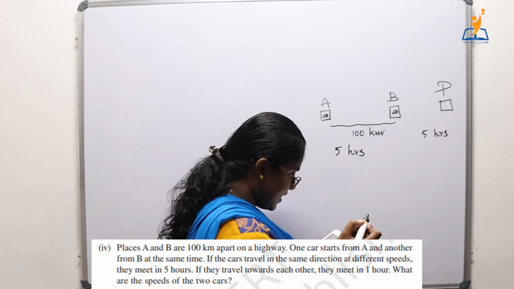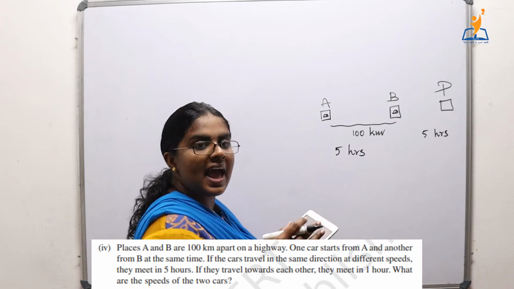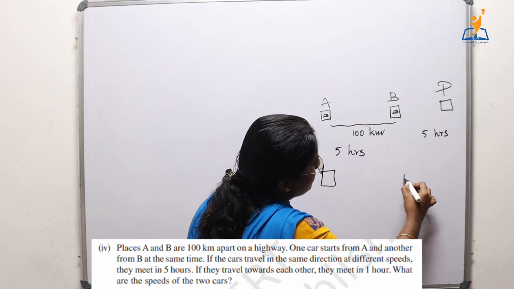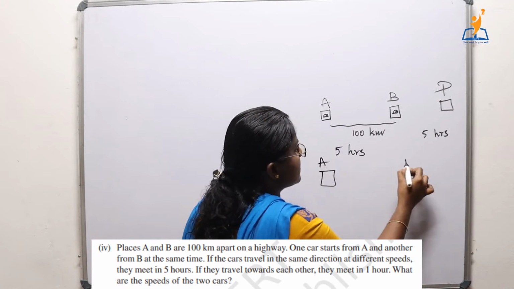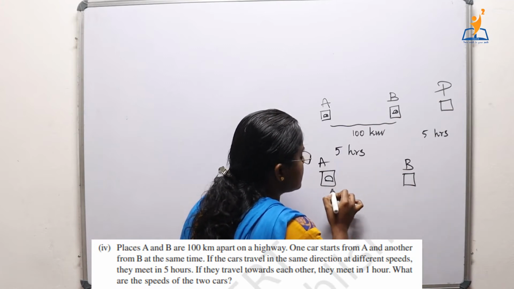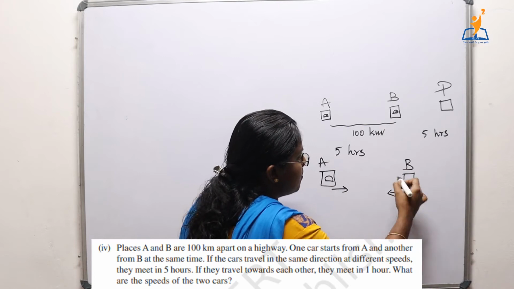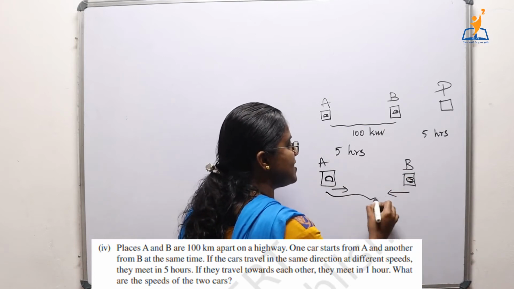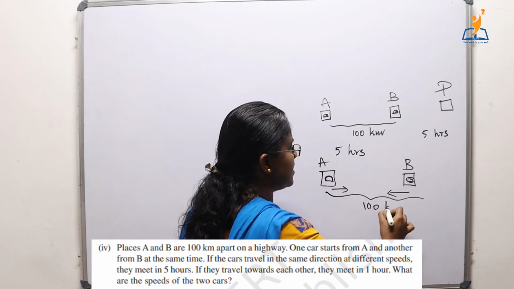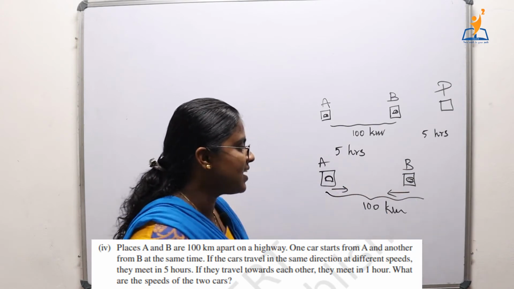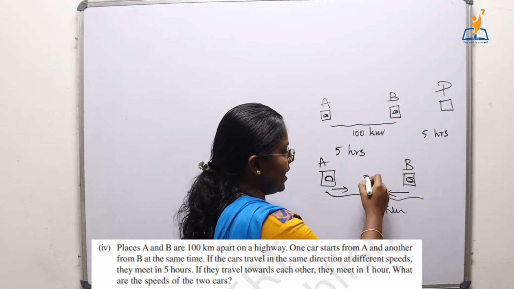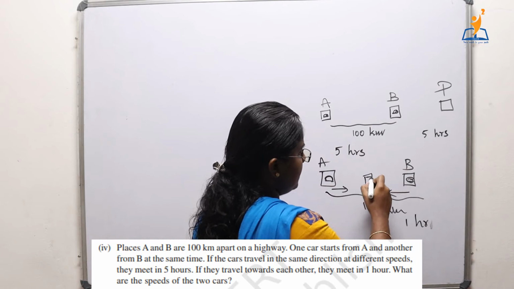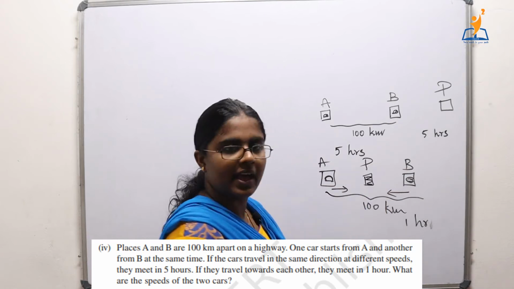Now another condition given is, if they travel towards each other, that is the cars from the places A and B, if the cars move towards each other, the distance is the same, that is 100 km. If they move towards each other, they will meet at a point in 1 hour. This is the P here.